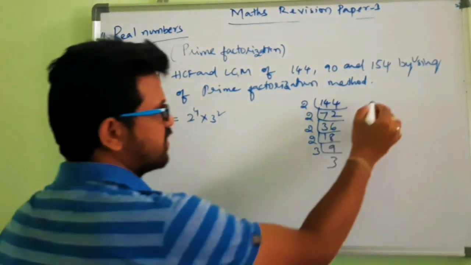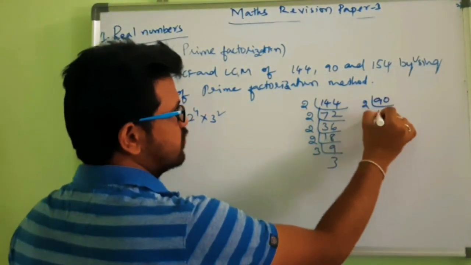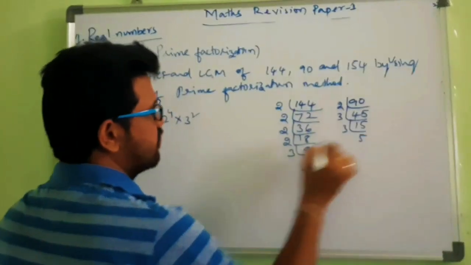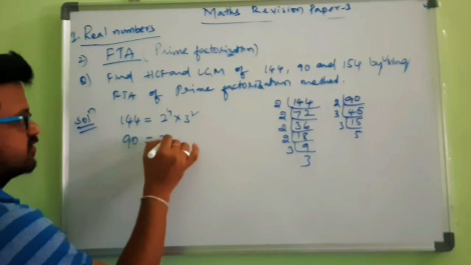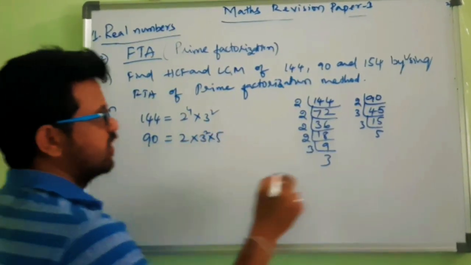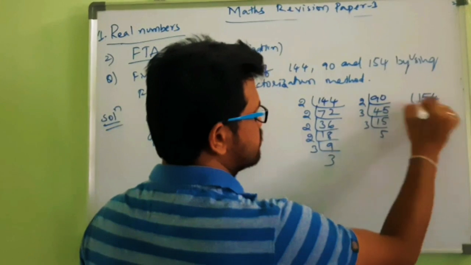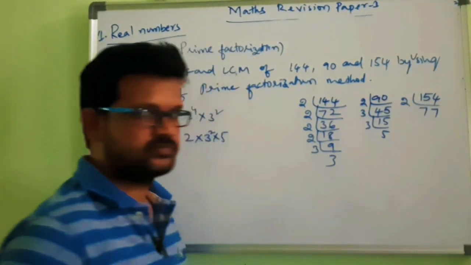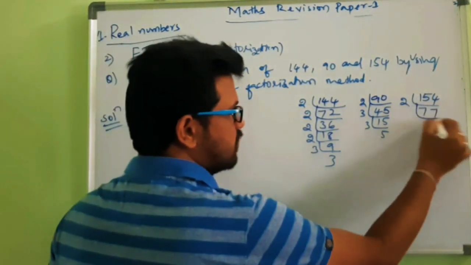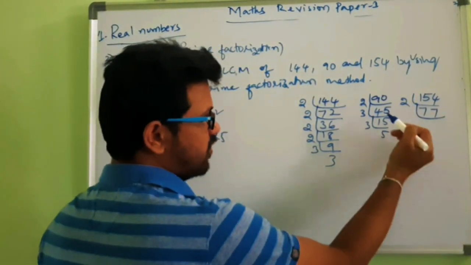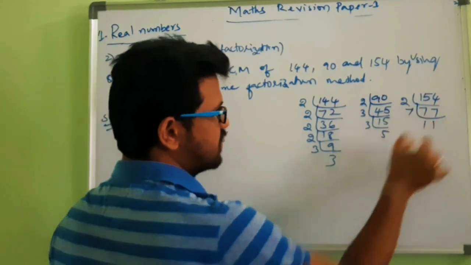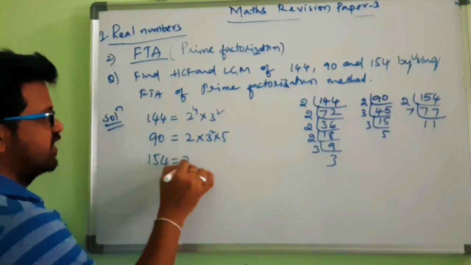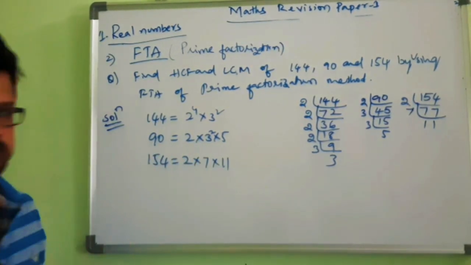And next 90: 2 forty-fives are 90, 3 fifteens are 45, 3 fives are 15. You can write 90 as 2 into 3 square into 5. And next 154: 2 seventy-sevens are 154, 7 elevens are 77. So 154 we can write as 2 into 7 into 11.